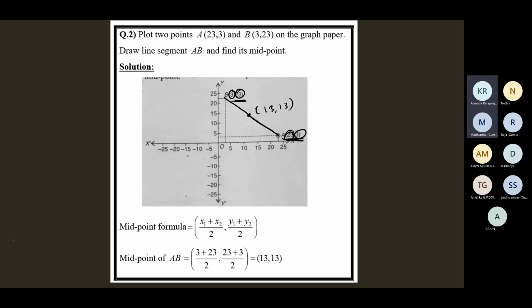Now, if you ask me what these x1 and x2 are, these are from the 2 points, because you're finding the midpoint of this line segment. Suppose this is x1, then this is x2, or the other way around. Y coordinates are y1 and y2, in any order. So to find the midpoint, add the x coordinates, divide by 2, comma, add the y coordinates, divide by 2.